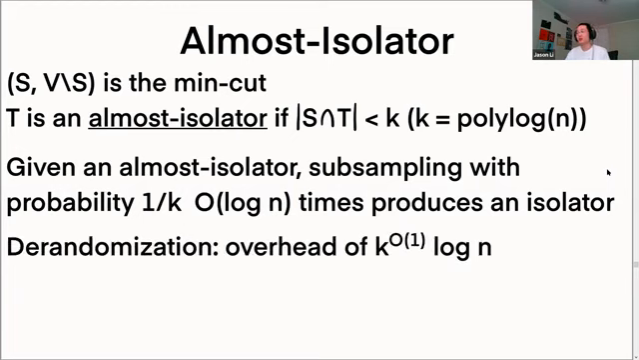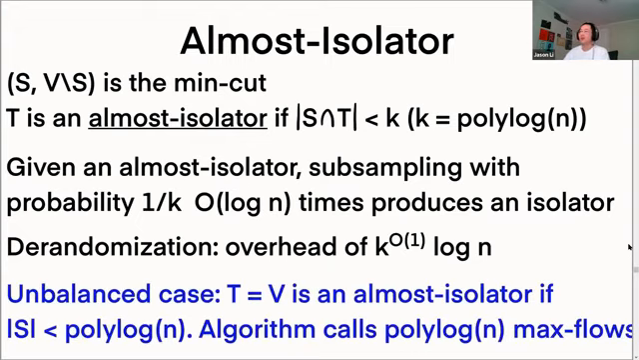So this is like standard techniques of de-randomization. This can be de-randomized with an overhead of poly k times log n. And since k is only polylog n, this is still polylog n. By overhead, I mean we'll compute a deterministic set of subsets of T. So T is an almost isolator. We compute a set of subsets of the almost isolator, such that one of these subsets is guaranteed to be an isolator for any set S of small enough size.